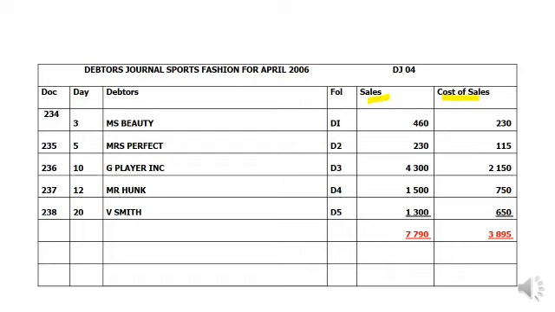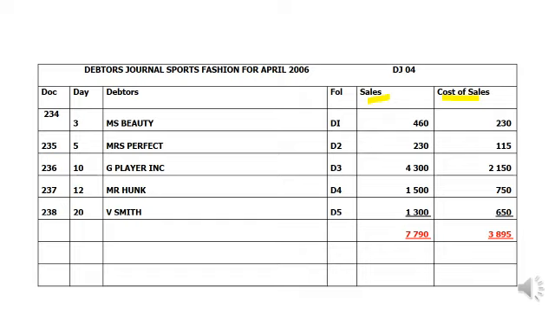Right, having done this now, the next thing is for you to add whatever you have in this column of sales. So you add everything here, you put the total. Then you also add everything here, you put the total. Underline here, and below the total you put a double line. Mine I've just put a red line. And that's how you prepare your debtors journal. It's pretty simple.